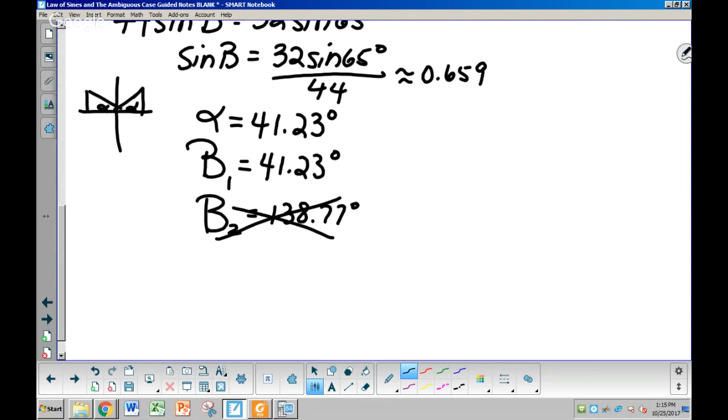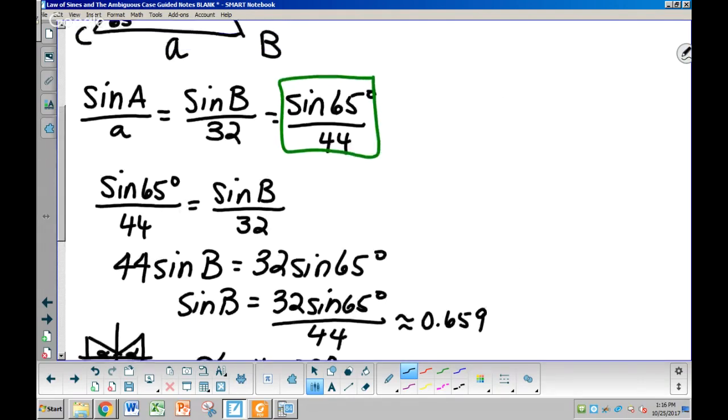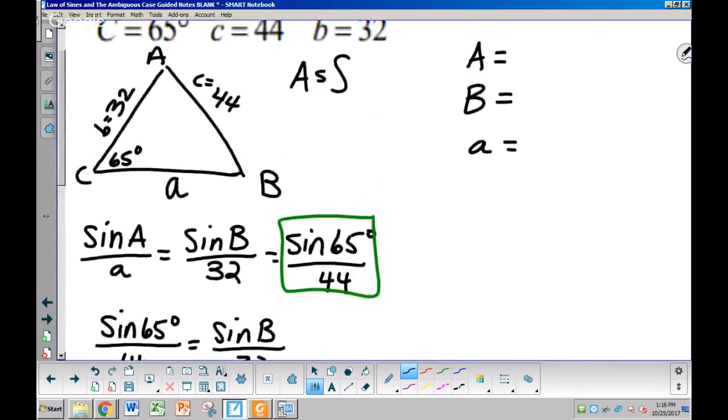What will happen with the big ass problem is your angle will be the acute case, and then we know what acute means, right? Less than 90. And then your obtuse case will be just big enough that you'll be able to have another possibility. Okay? So if little b, or your angle B is 41.23, let's put that up there. 41 point.